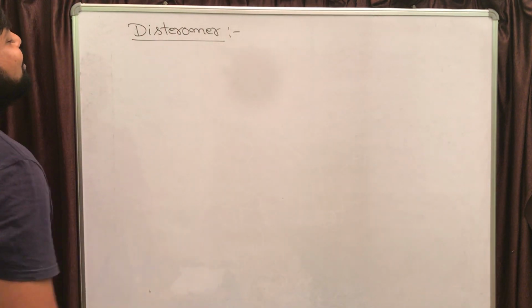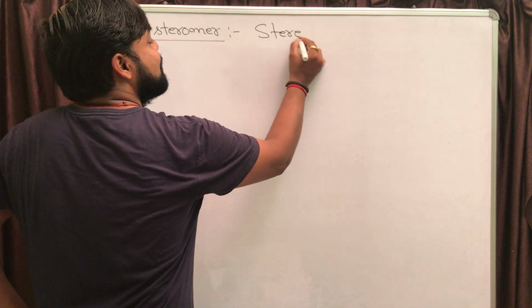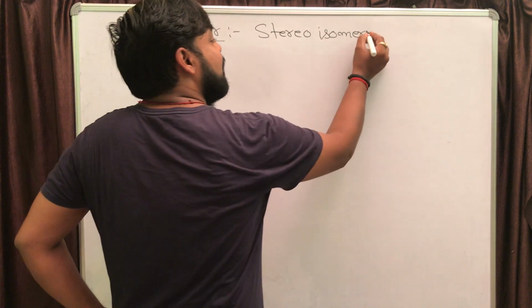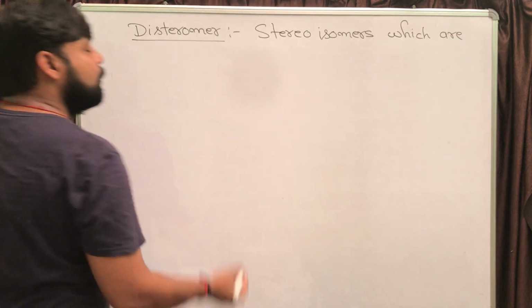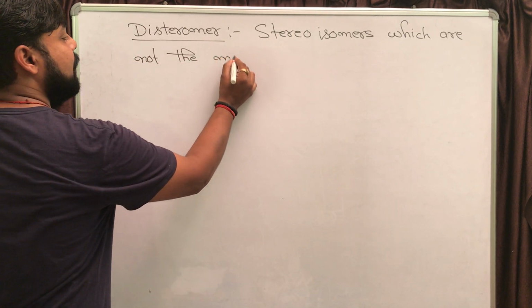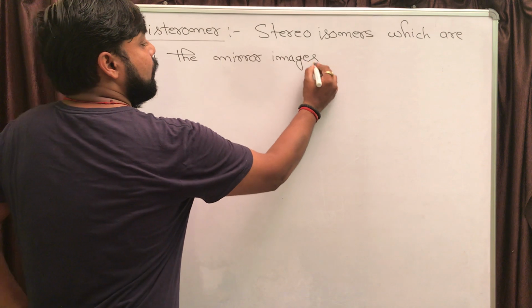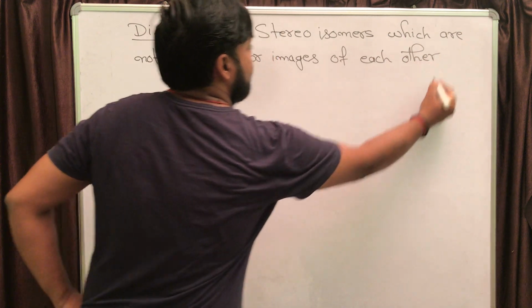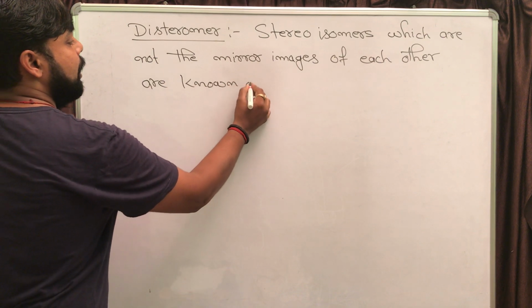So the diastereomer definition is: stereoisomers which are not the mirror images of each other are known as diastereomers.